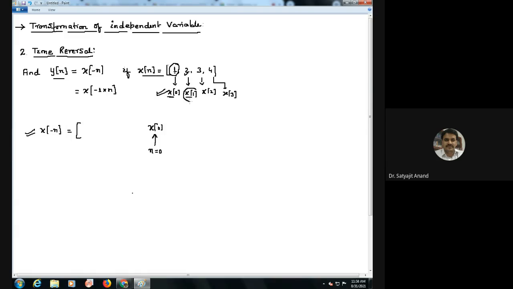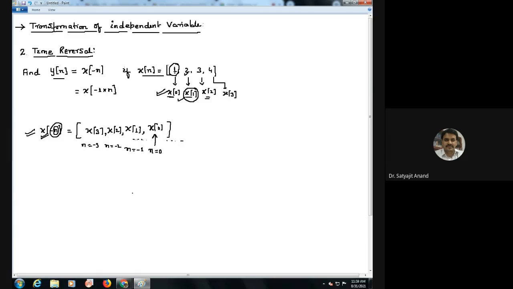Next, what value of n should I put so that I get x[1]? Simply put n equal to minus 1. Minus 1 into minus gives plus 1, so n equal to minus 1 gives x[1]. From n equal to 0, if you go towards this side you have n equal to 1, 2, 3. If you go towards the left-hand side, n is negative. So n equal to minus 1 will be at this position, and it gives x[1]. For x[2], you put n equal to minus 2. Then you put n equal to minus 3 to get x[3].